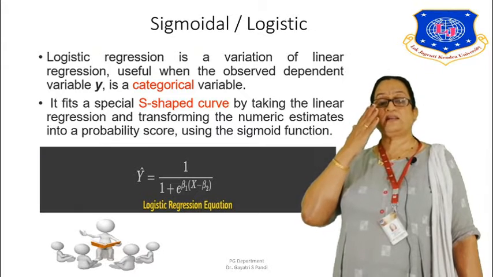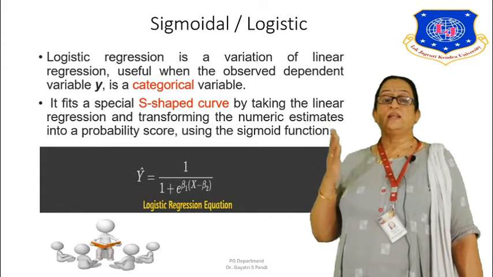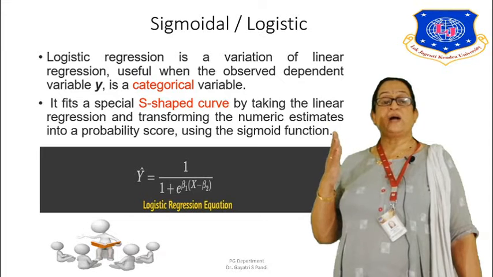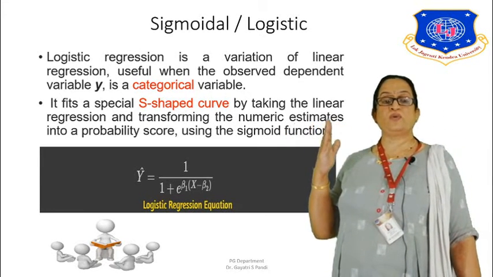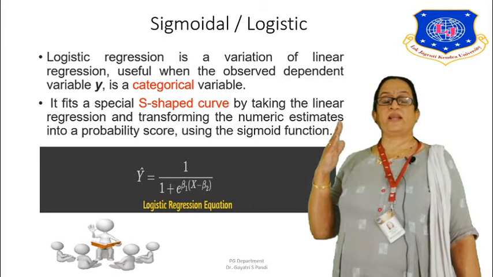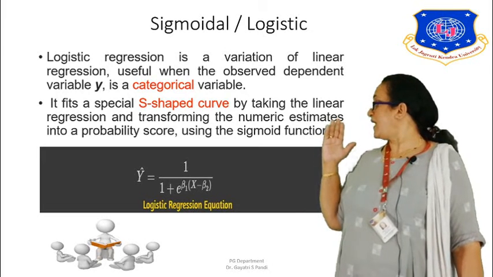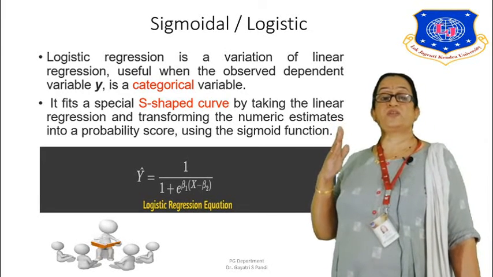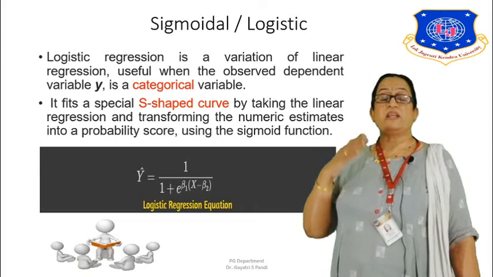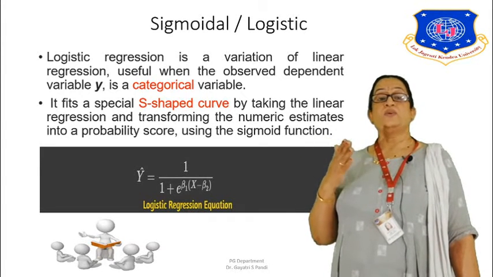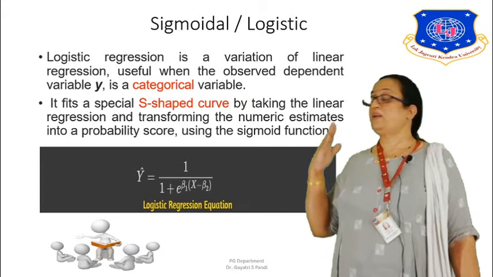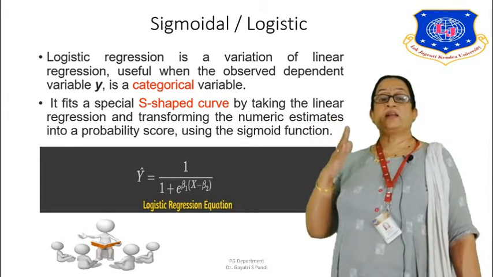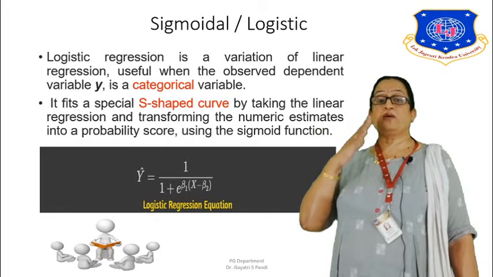And then finally let us see about sigmoidal or logistic. This is represented as y hat equal to 1 upon e raised to minus x, or e raised to b1 times x minus b2. This is your logistic regression equation. It's a variation of linear regression, and it is used very often and is useful when the observed dependent variable y is a categorical variable. These are normally used for categorical variables.